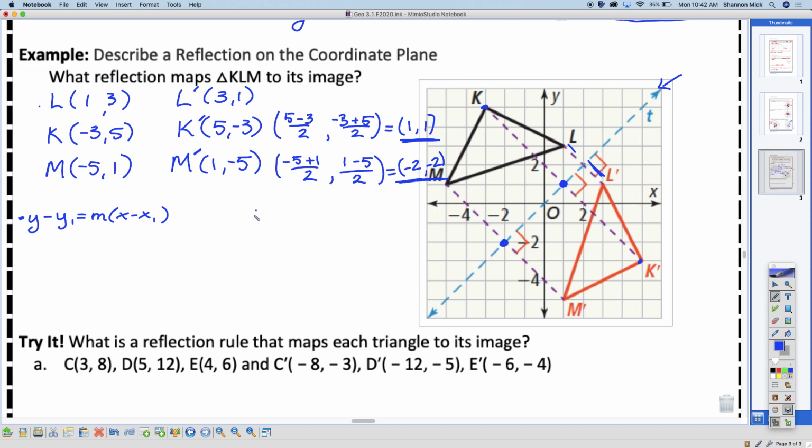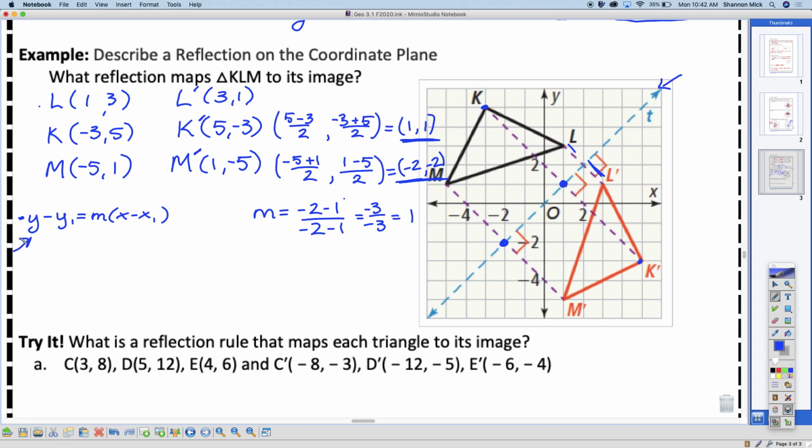Okay, so slope equals negative 2 minus 1 over negative 2 minus 1. Y's over x's, right? So negative 3 over negative 3, which is 1. Now you get to pick. Do you want to use 1, 1 or negative 2, negative 2? 1, 1 because they're positive. So we're going to plug them right into here.